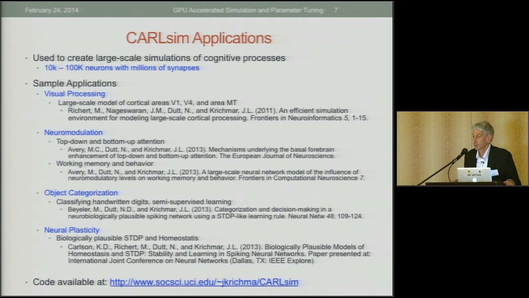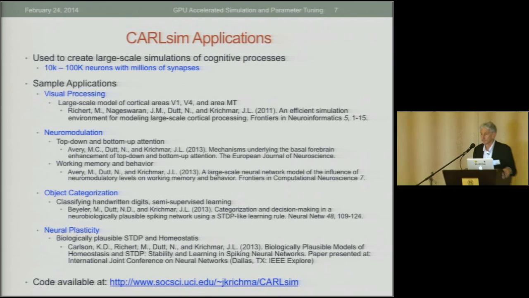The problem is it takes a lot of power and heat, so that's an issue. Especially I like to think of myself as a neuroroboticist, so it's not a good solution for the embedded class of problems.